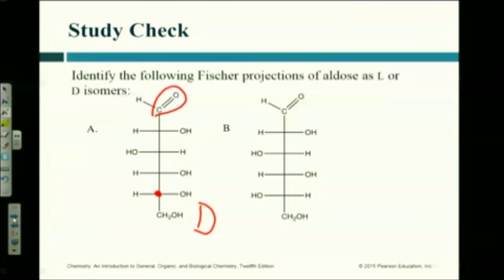Okay? What about B? It's L, isn't it? Everybody sees that it's L? This carbon right here is the furthest away from this group, and the OH is over here on the left, so it is L.